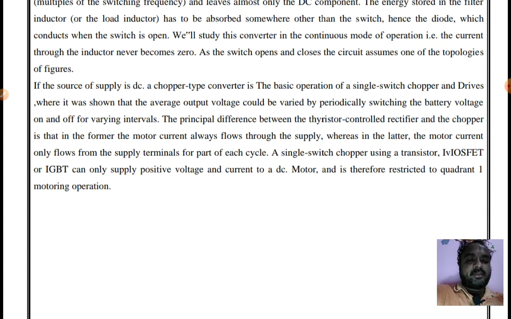The principal difference between the thyristor controlled rectifier and the chopper is that in the former the motor current always flows through the supply, whereas in the latter the motor current only flows from the supply terminals for part of each cycle. So how does the supply current flow, right?